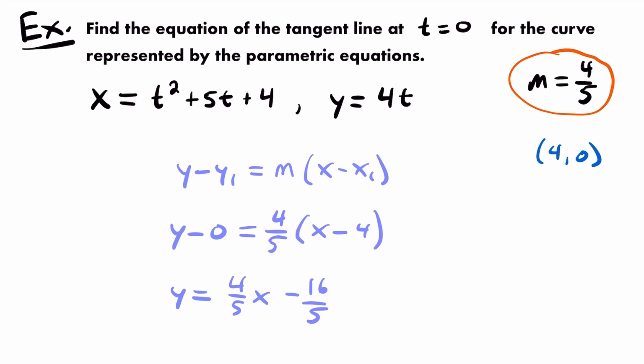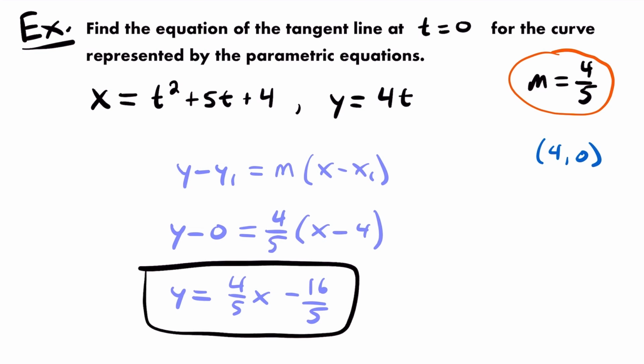And now we have an equation of the tangent line at the value of t equals 0 along the plane curve represented by these parametric equations. It's y equals 4/5 times x minus 16/5. Okay, let's look at another example.